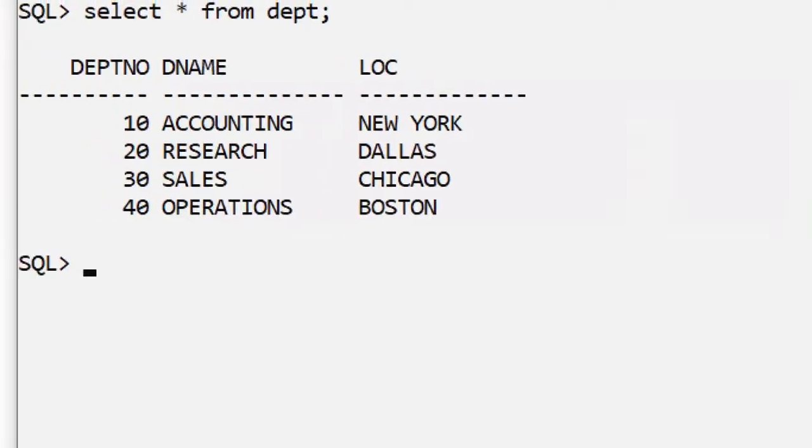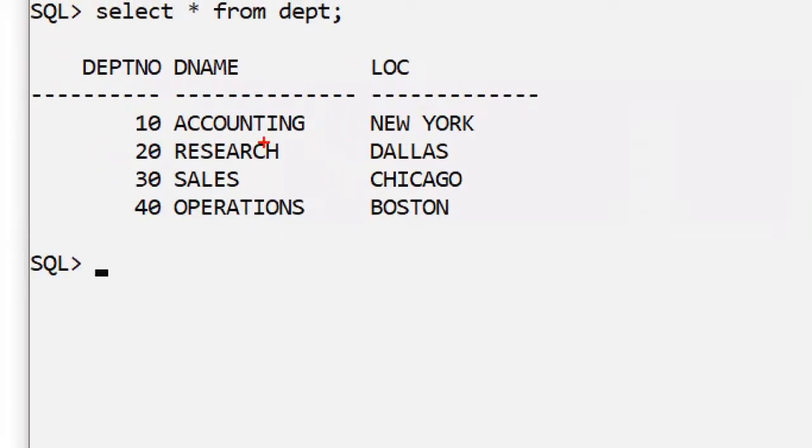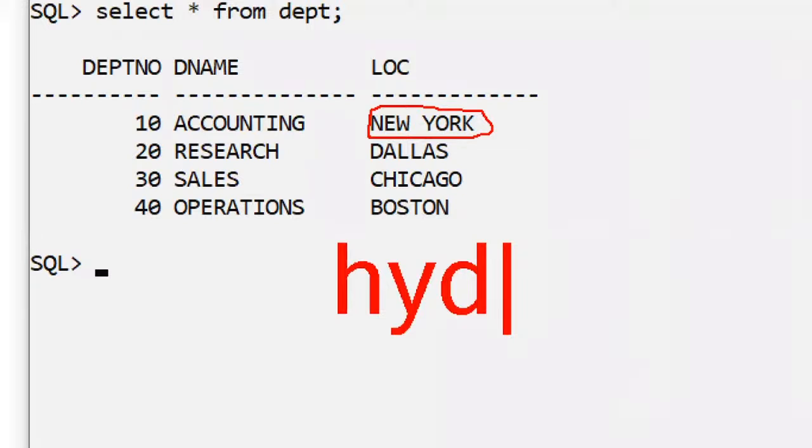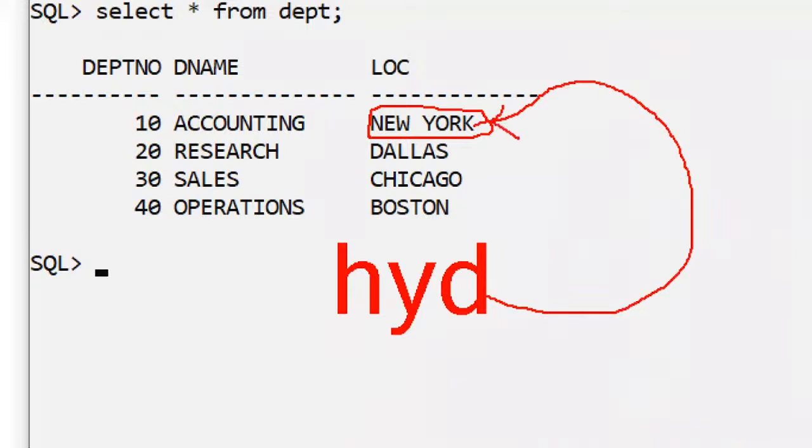Suppose this data is stored permanently. Now how do we operate this data? By using the SQL language. For example, what is data? What is information? We will learn later. Observe here, New York is a city, for example. In my project, today I want to change this New York location into Hyderabad as the location. I want to change this in the relational database.